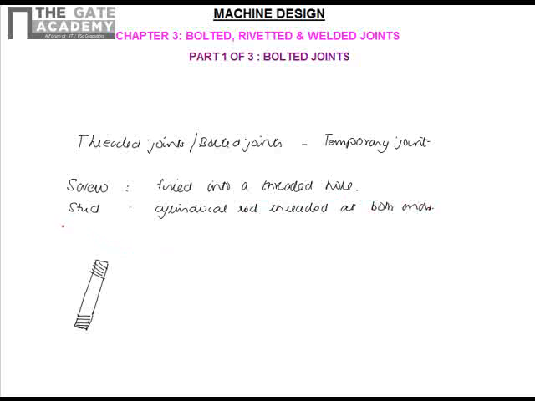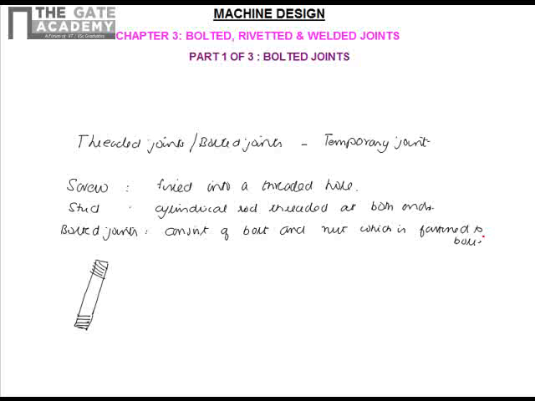And then we have bolted joints, which are nothing but joints which consist of a bolt and a nut which is fastened to the bolt. These are the different types of threaded joints.